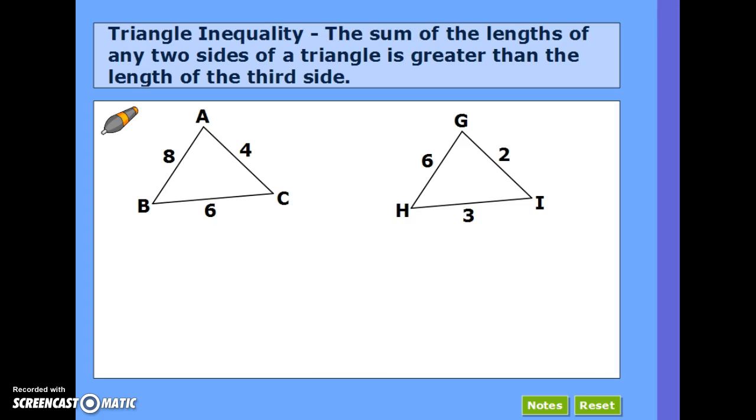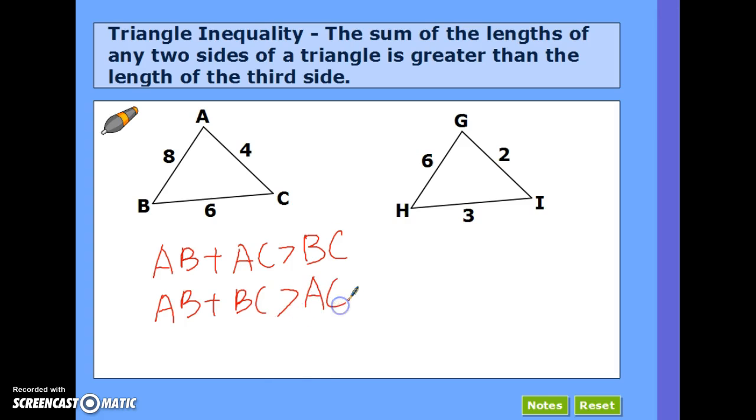So like this one, if you add side AB and side AC, side AB is 8, AC is 4, so added together is 12. 12 is bigger than side BC, which is 6. And it's also true if you add another two sides. So if we're adding side AB and BC, 8 plus 6 is greater than 4, so it's bigger than side AC.